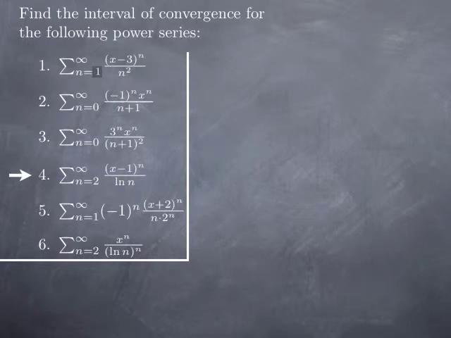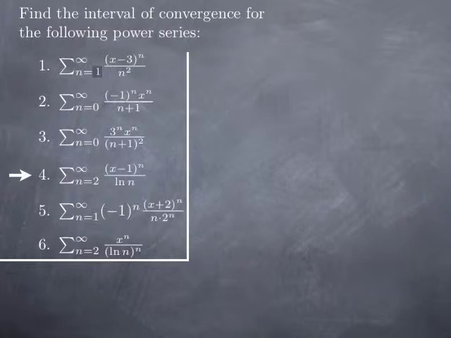In the fourth example, we are looking at the series from 2 to infinity. We're starting at 2 to make sure that the log at the bottom is not 0, of (x minus 1) to the n divided by natural log of n. So this is a power series centered at 1, where the nth coefficient is simply 1 over ln of n.